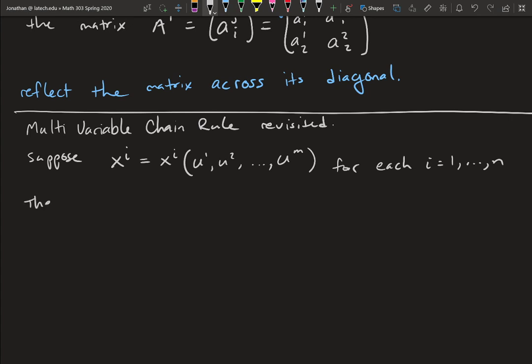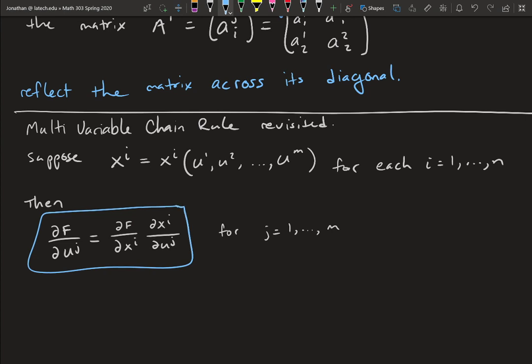Then partial f partial uj is equal to the sum partial f partial xi partial xi partial uj. Right, we're summing over all the i's, and we could say for j equals 1 to m. So this is the multivariable chain rule written with our Einstein summation notation. Multivariable chain rule using summation notation.